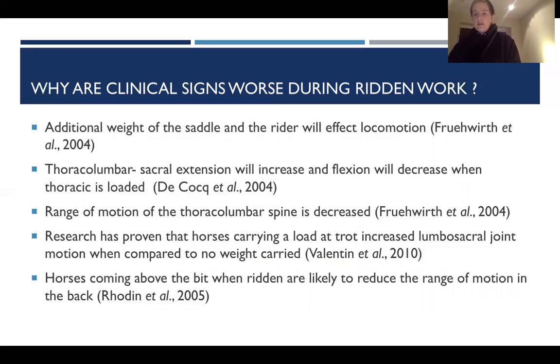The tendency to come above the bit, which is observed frequently, is likely to reduce back motion because thoracolumbosacral movement is highly influenced by head and neck position. This creates a potential vicious circle. It's important to differentiate these horses from those with bilateral hind limb lameness, thoracolumbar pain, and lower limb lamenesses, if they're performing badly because of these problems or because of the rider.